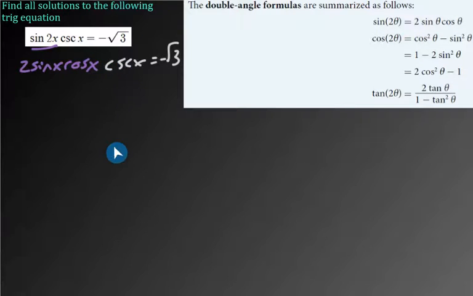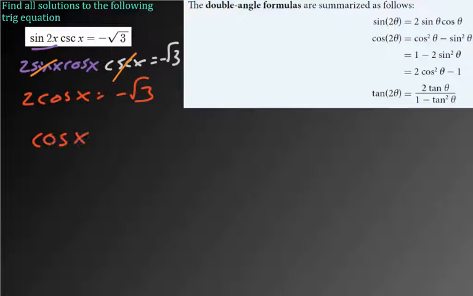Cosecant is 1 over sine, right? So this is nice because the sine and the cosecant will cancel. And so we're going to get 2 cosine x equals negative root 3. But that's the same as just cosine of x equals negative root 3 over 2. And now we're back to a nice thing that we can solve.